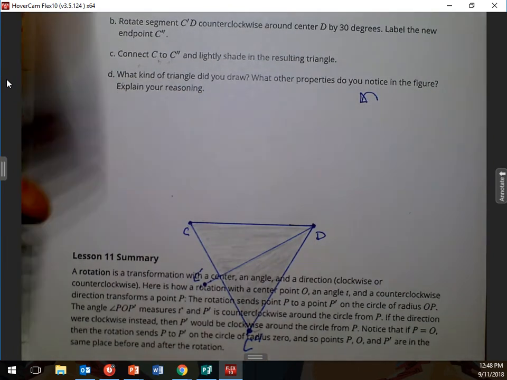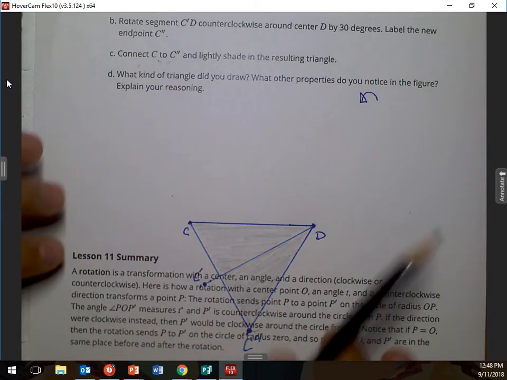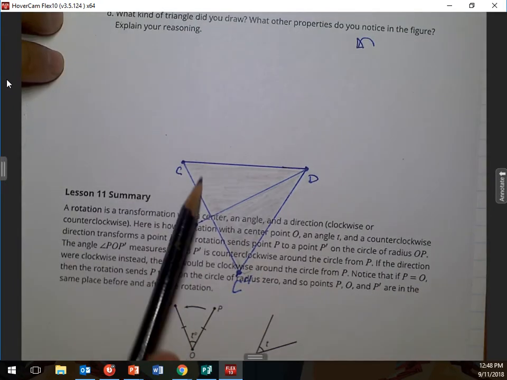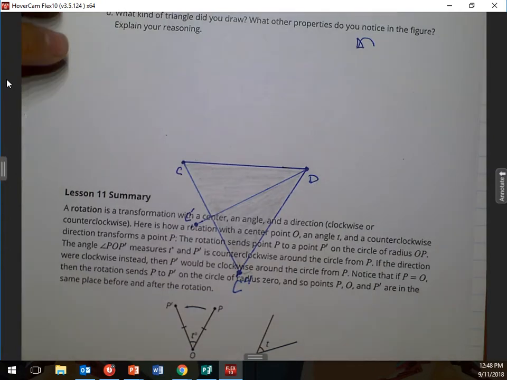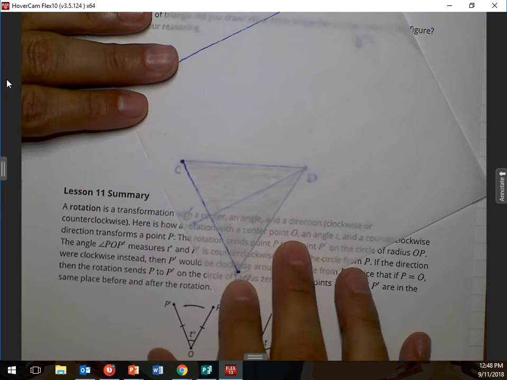What kind of triangle do you want to draw? What other properties do you notice about the figure, explaining your reasoning? What kind of triangle did we draw here? Is it isosceles? No. Perpendicular? Equilateral. All equal lines.